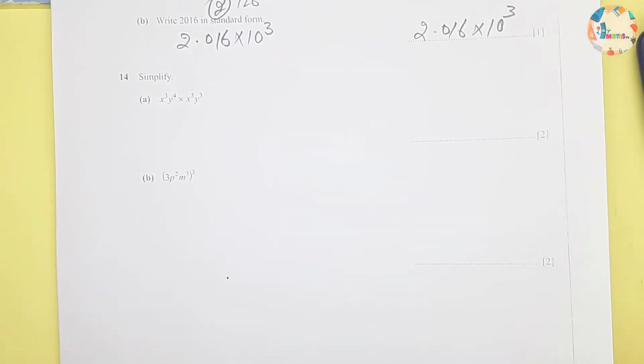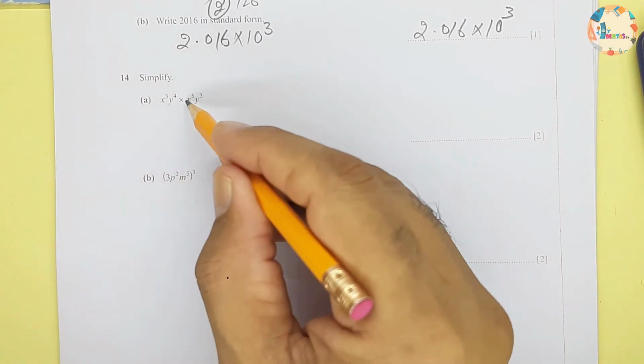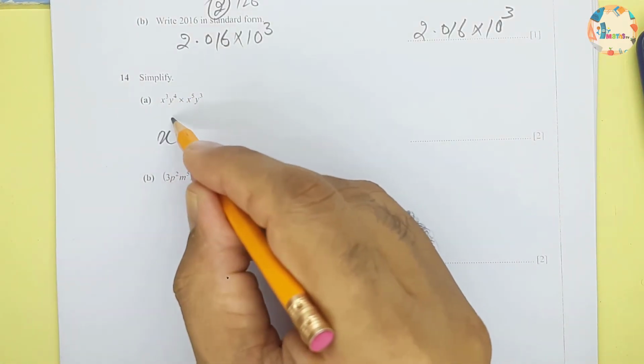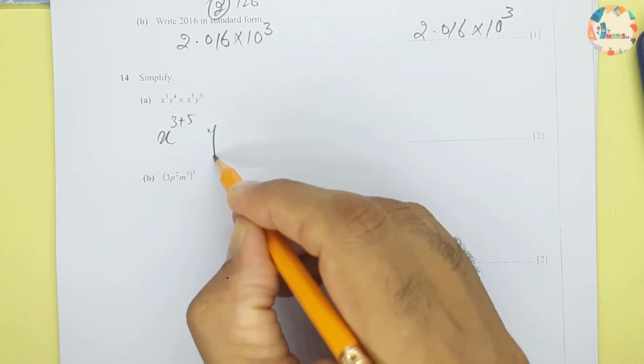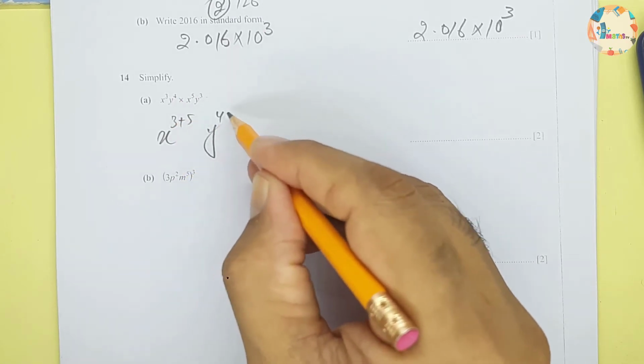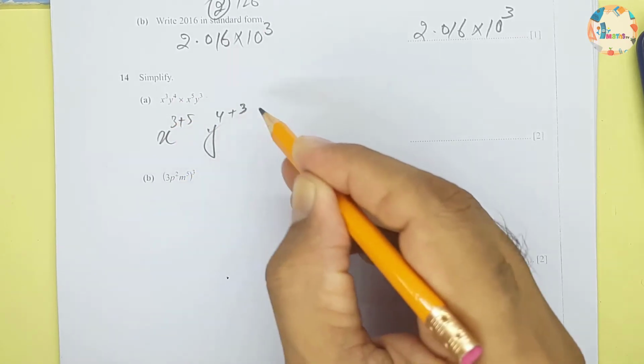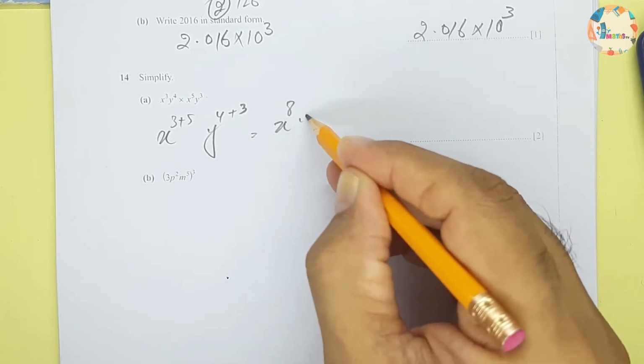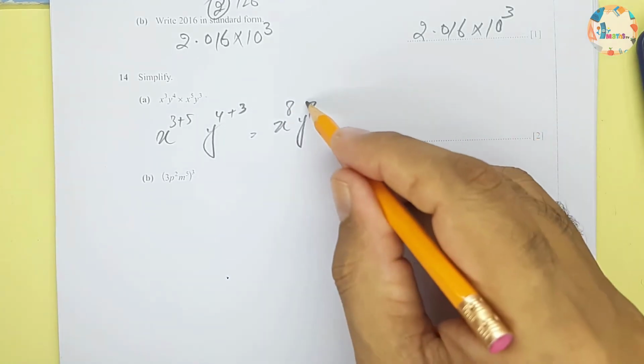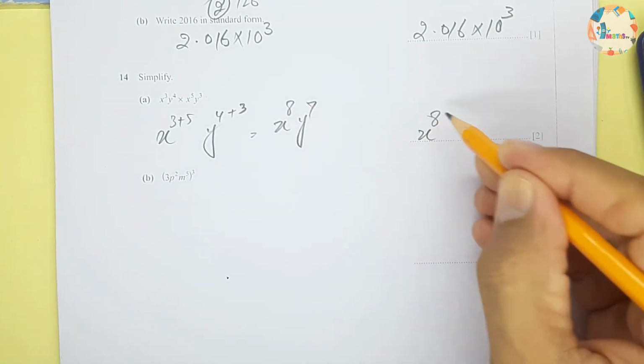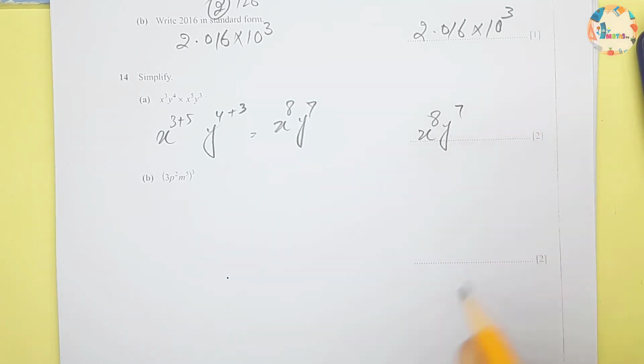Question number 14, we have to simplify. So x into x will be x raised to power 3 plus 5, and y into y will be y raised to power 4 plus 3. So this will be x raised to power 8, y raised to power 7. This will be our answer, x^8 y^7.